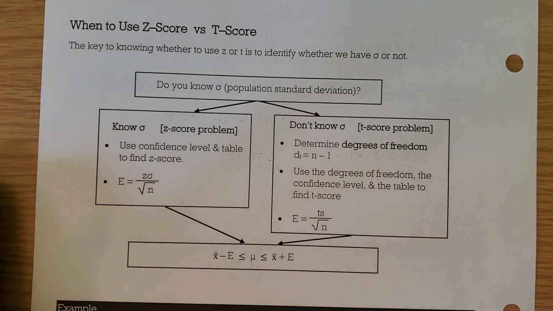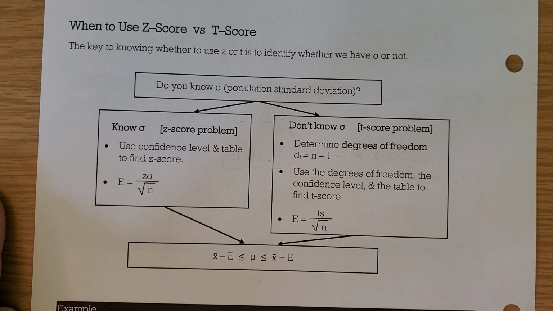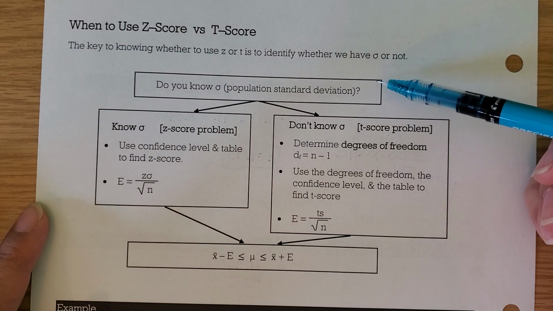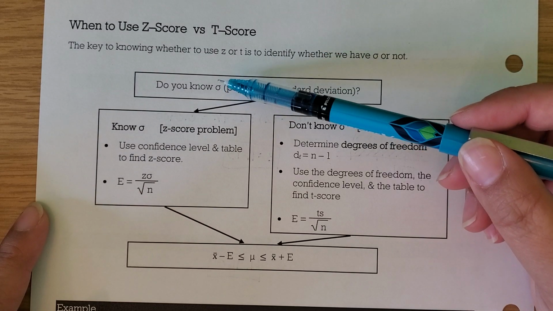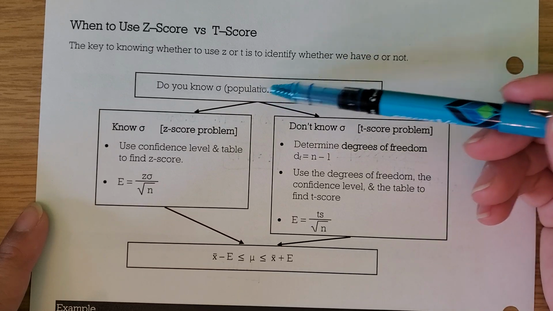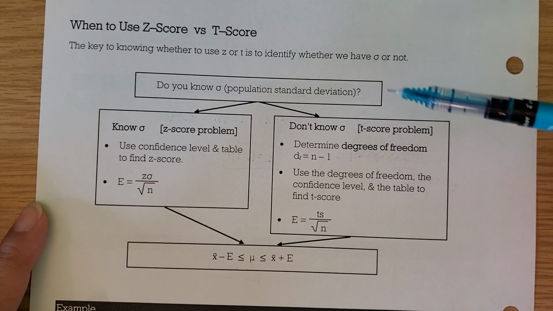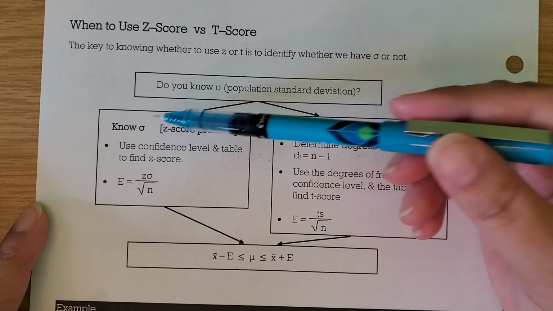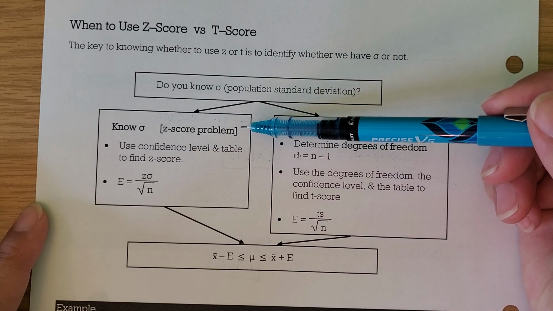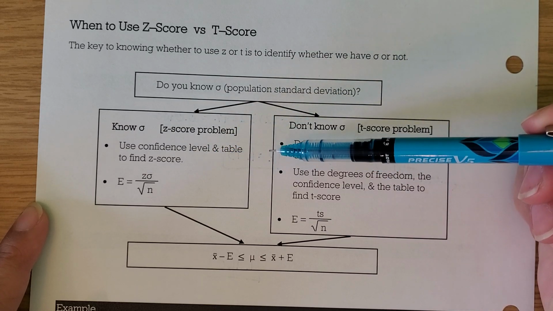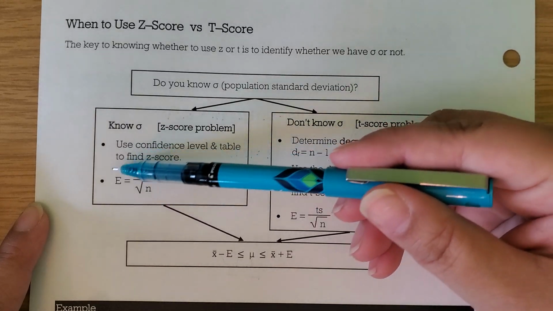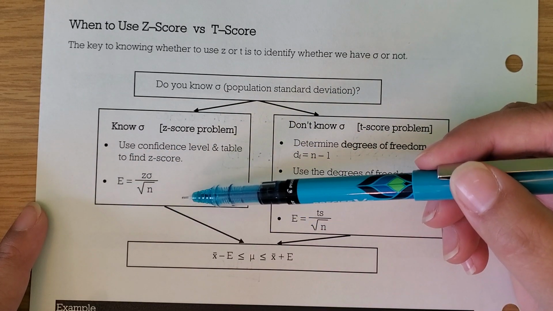Okay. So this flow chart that I've got here recaps how we know whether we are using a z-score or a t-score. The question that you ask at the beginning is, do you know sigma? In other words, do you know the population standard deviation? If you know sigma, then that means it's a z-score problem. So you just use the bottom row of that table, and here's your formula for margin of error.